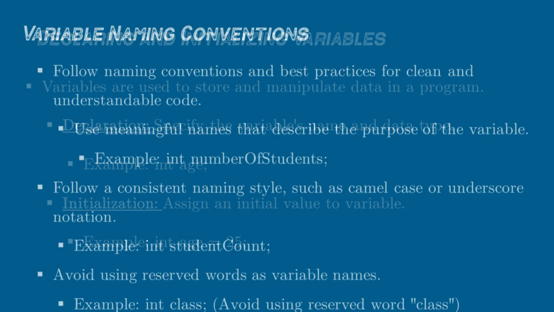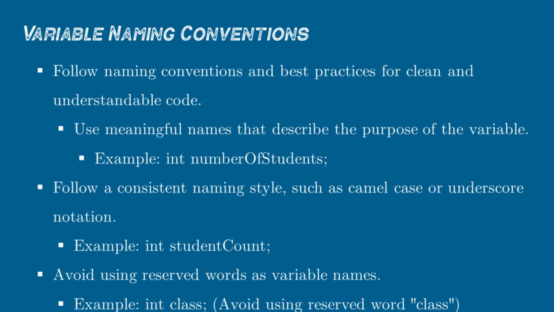Variable naming conventions. When naming variables, it's essential to follow naming conventions and best practices for clean and understandable code. Here are some guidelines. Use meaningful names that describe the purpose of the variable. For example, int numberOfStudents. Follow a consistent naming style, such as camel case or underscore notation.